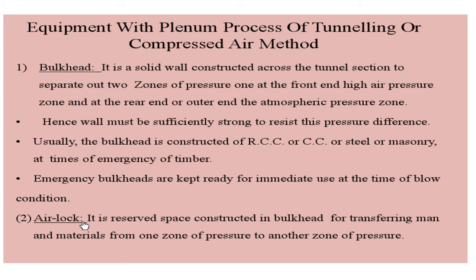So in order to resist the pressure difference, you are providing a wall, and that wall should be sufficiently strong enough so that this pressure difference will be resisted. Now usually the bulkhead is constructed of RCC, that is reinforced cement concrete, or simply cement concrete, or steel or masonry, and in times of emergency, timber can also be used. So basically bulkhead is a solid wall which is being constructed in the tunnel section so that you can separate the two zones.